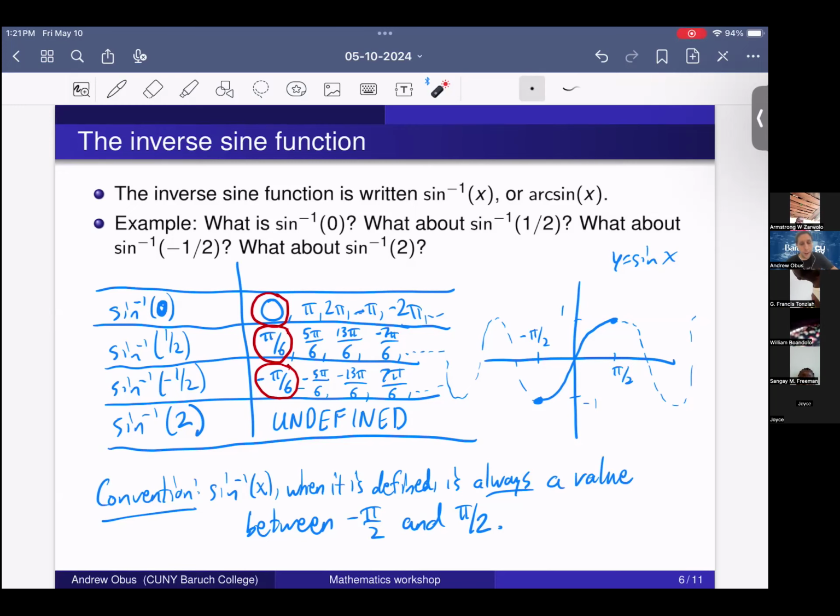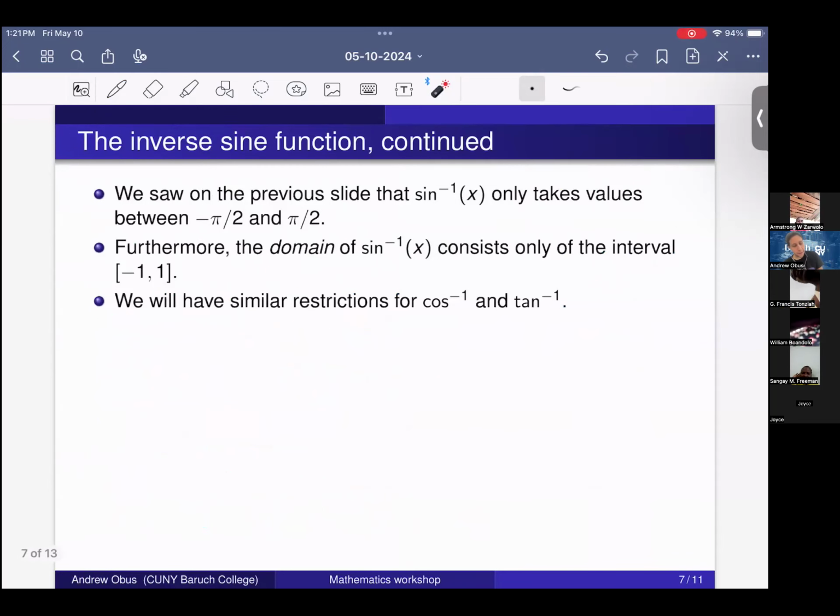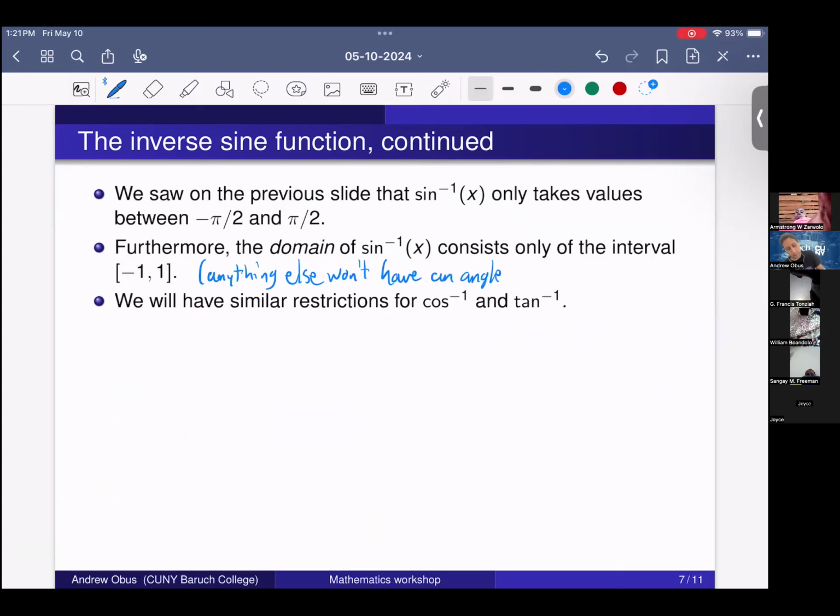Okay, so what did we learn on this? We saw that this sine inverse only takes values between minus pi over 2 and pi over 2, and furthermore, the domain consists only of the interval from minus 1 to 1, right? Anything else won't have an angle whose sine is that number.